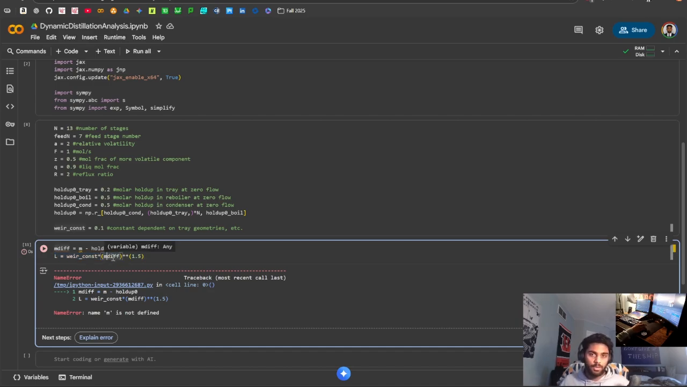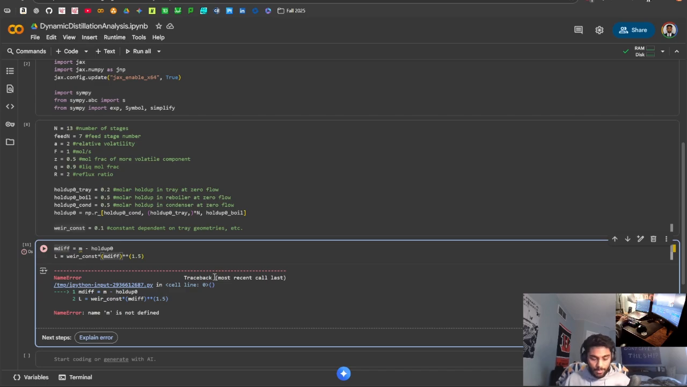And this is something that you can look up. It's part of the Francis weir formula and whatnot. Unfortunately, there is a problem. So if we want a liquid flow rate, we need to ensure that we do actually have some overflow, meaning that there is a positive difference between our initial holdup and our level as it functions over time.